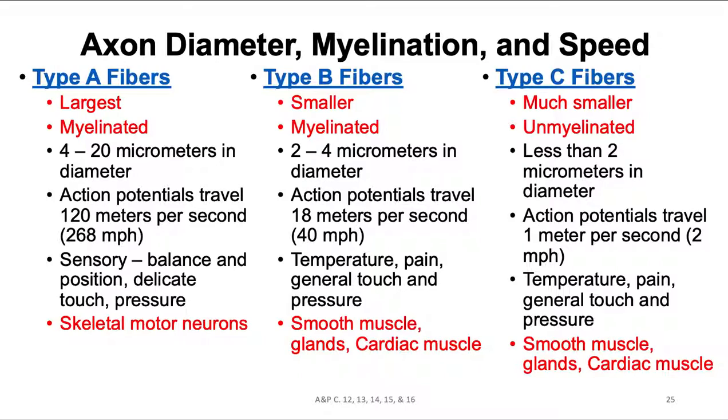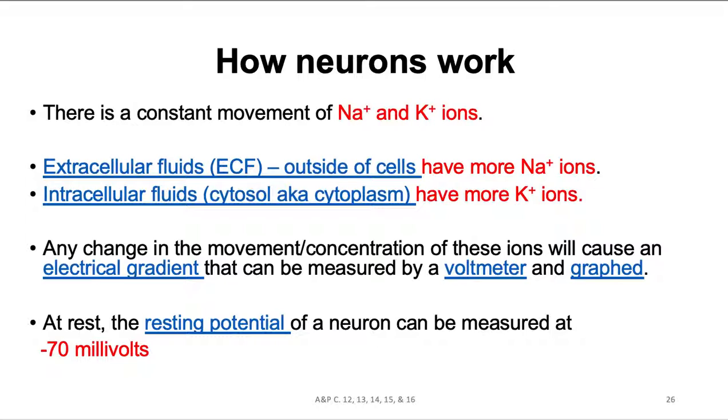There's three different types of axons. We have type A fibers, which are the fastest and they're myelinated. We find them in our skeletal motor neurons. There's type B, they're a little smaller, but they're still myelinated, and we find them in our smooth muscle, our glands, and our cardiac muscle. And then type C are a lot smaller, they're unmyelinated, they're a lot slower, and we find them again in our smooth muscle, glands, and cardiac muscle.